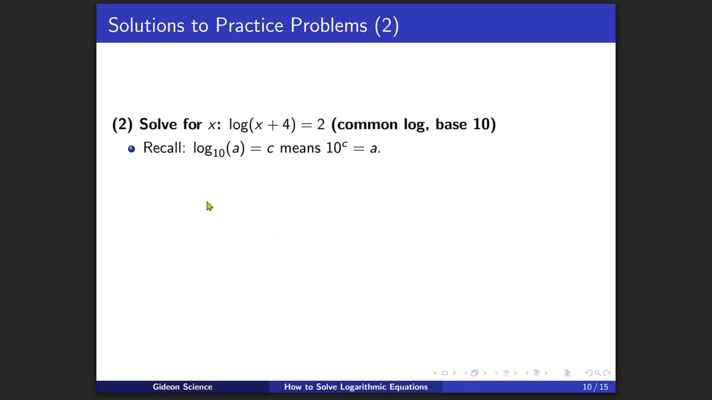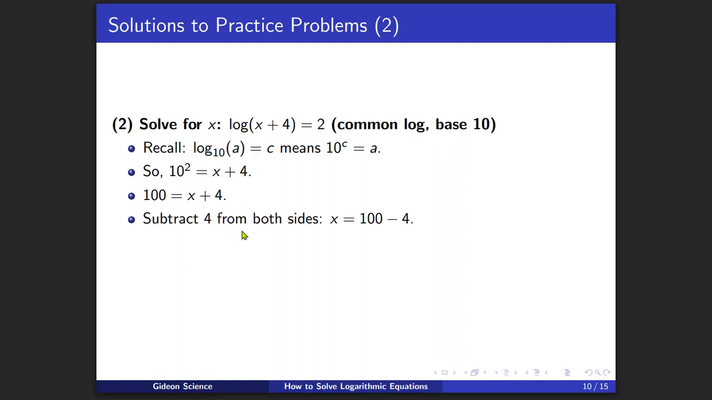2. You are asked to solve for x in log(x + 4) = 2. Recall that log a base 10 equals c means 10 to the power of c equals a. So 10 to the power of 2 equals x plus 4, and 100 equals x plus 4.